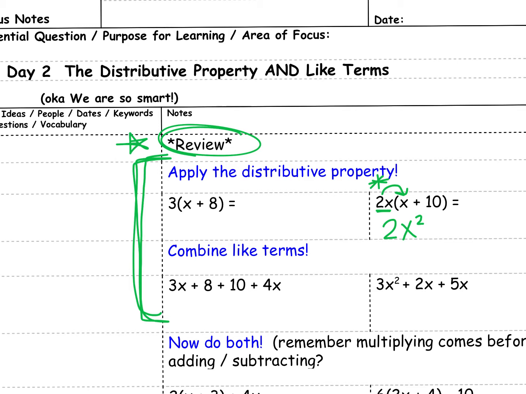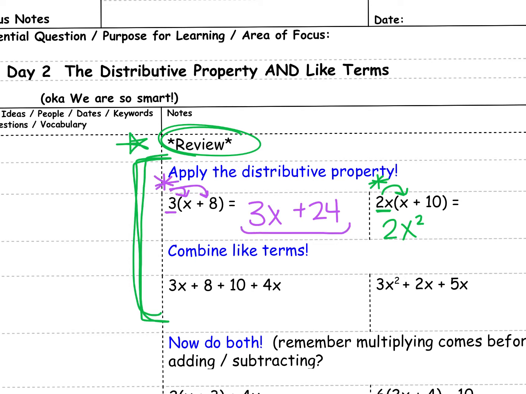Okay, so let's go over these. This first one, we're going to distribute that 3. 3 times x is 3x. 3 times 8 is 24. Remember, we're multiplying. These can't be put together, so that's my answer.